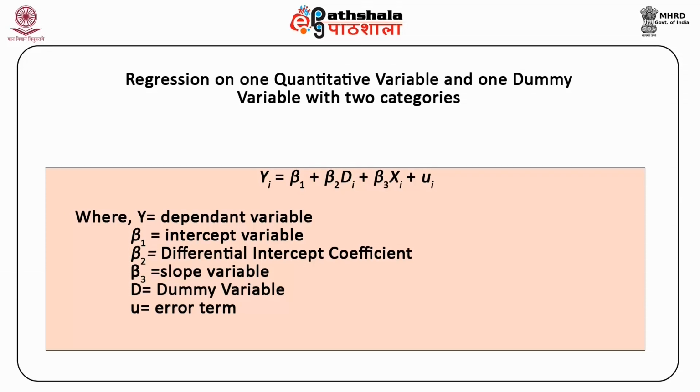As stated above, when D takes a value of 0, it shows the absence of the attribute. On the other hand, when D takes the value 1, it shows the presence of the attribute. Also, it is important to note that the dependent variable is quantitative and the error term satisfies all the assumptions of the classical linear regression model.